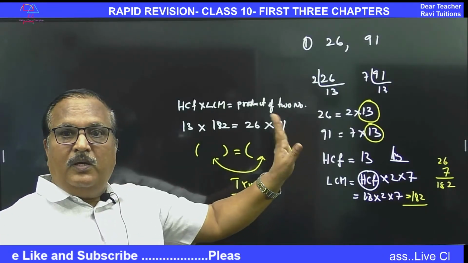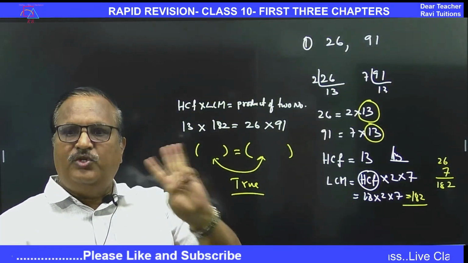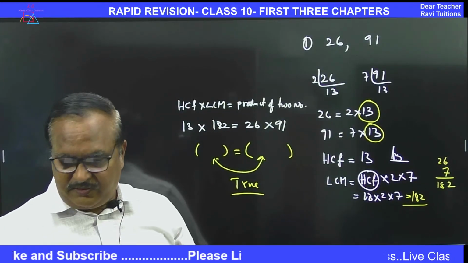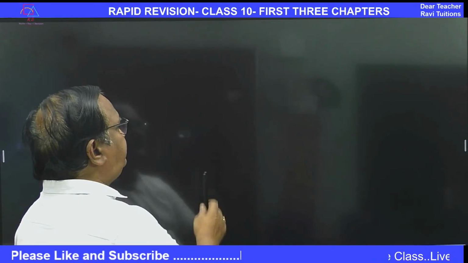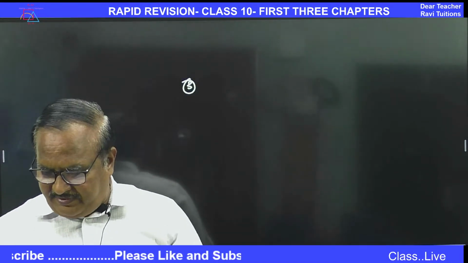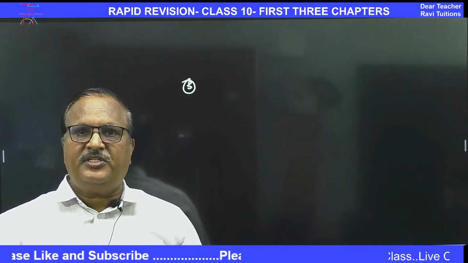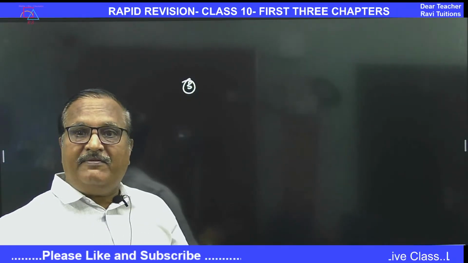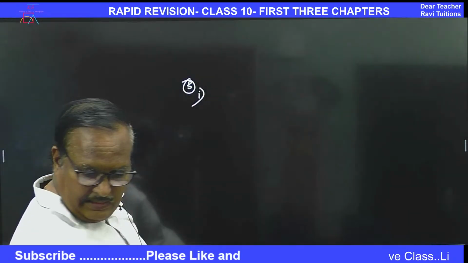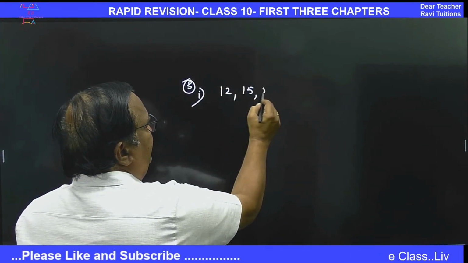So this is how HCF and LCM work. There are 3 problems in this second question. Do all 3 problems, and these 3 problems are not sufficient, so take some more examples also. Let us go to the third question. Question number 3: find LCM and HCF of the following numbers applying the prime factorization method. Here in this question he has given that you have to apply prime factorization. Let me take the first one: 12, 15 and 21.